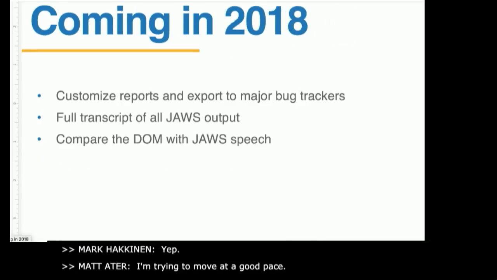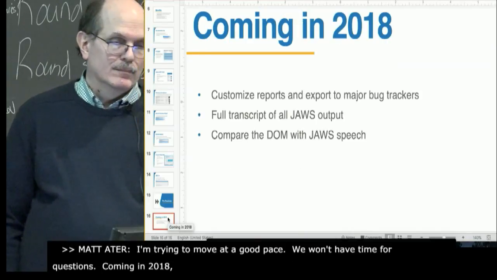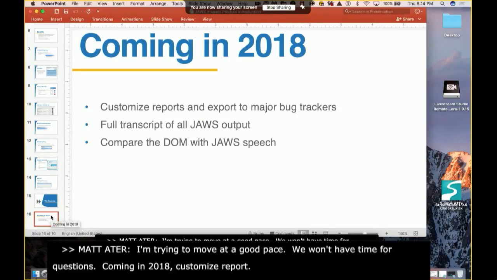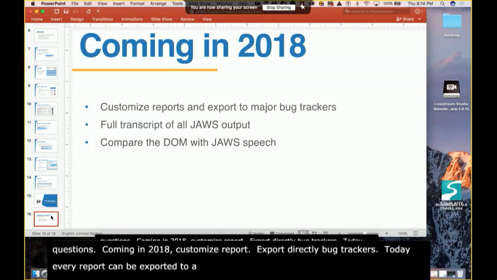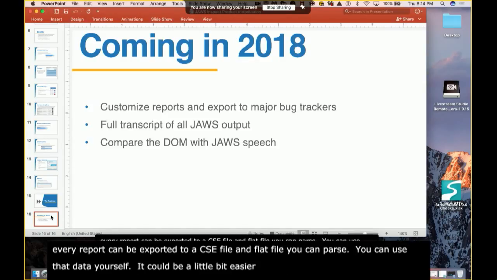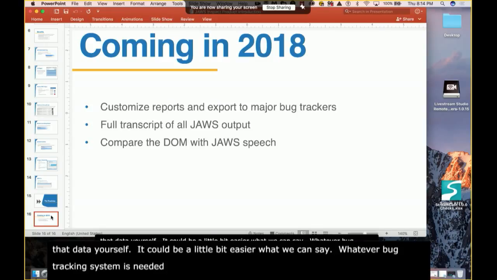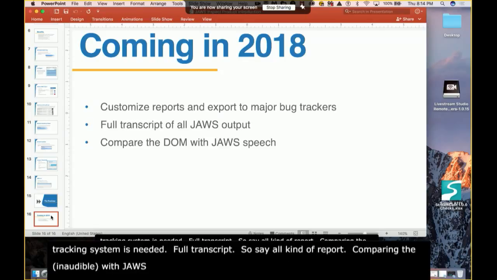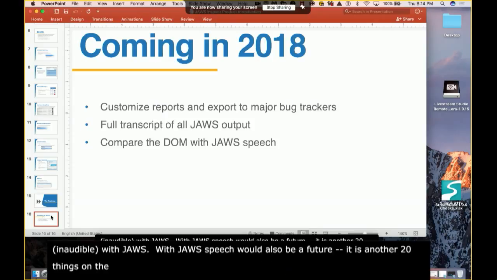So coming in 2018, customized reports, and the ability to export directly to bug trackers. Today, every report can be exported as a CSV file, a flat file you could parse, so you could use that data yourself, but it's going to be a little bit easier when we can export directly to Jira or whatever bug tracking system is needed. A full transcript, like a say all kind of report. Comparing the DOM with JAWS speech would also be a future thing. There's another 20 things on the roadmap that I'm not going to share because then it's just a teaser and people just say, when's that going to happen?